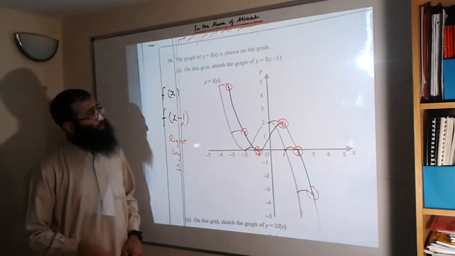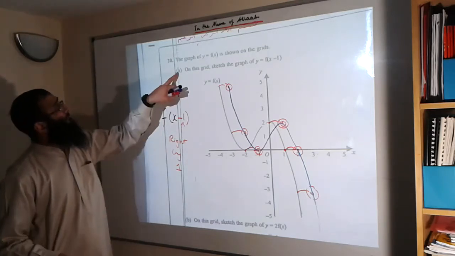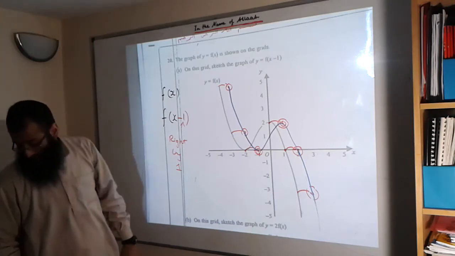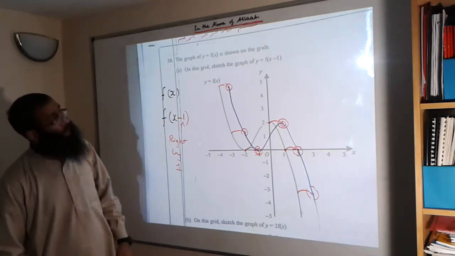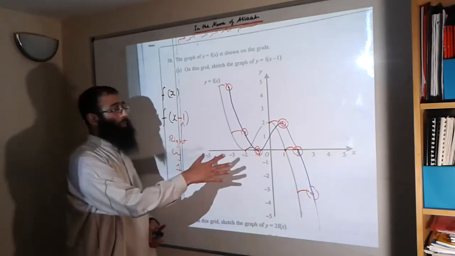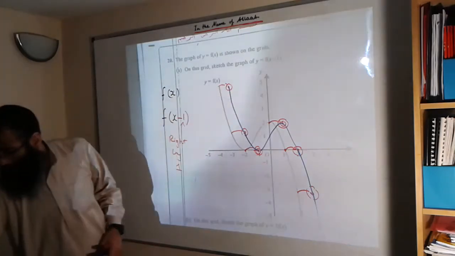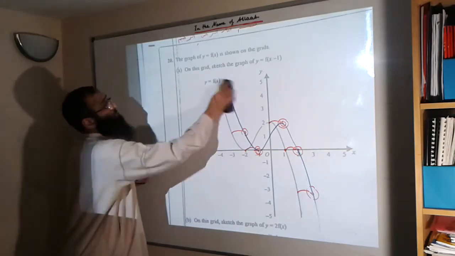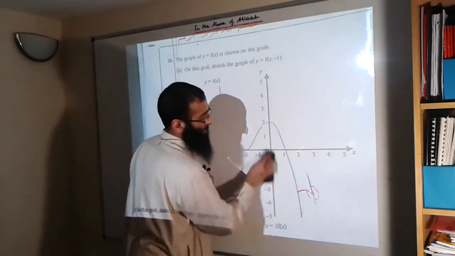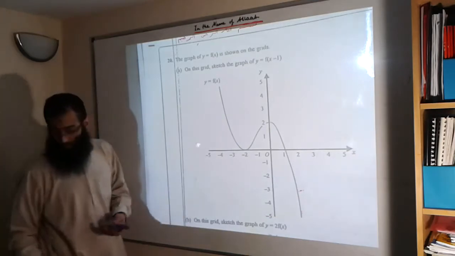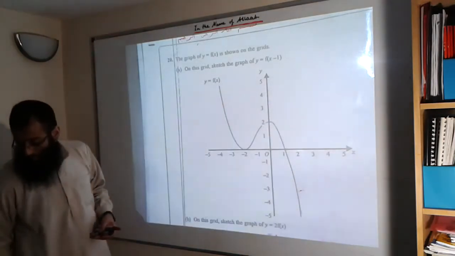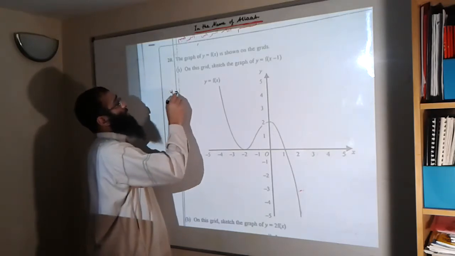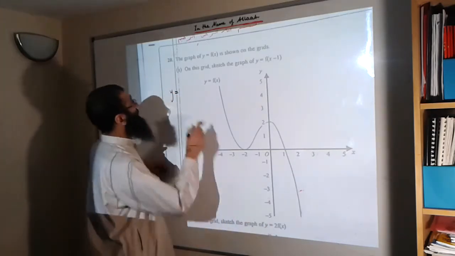Okay, let's have a look at the next question. The next one, this is part A. Question number 20, part B. What they want us to do is to draw y is equal to 2 f of x. So what I'm going to do, I'm going to rub this one off, I'm going to use the same graph again, rather than moving the graph up. So let's just get rid of this now. So that's the original question, f of x, we have to now do y is equal to 2 f of x.